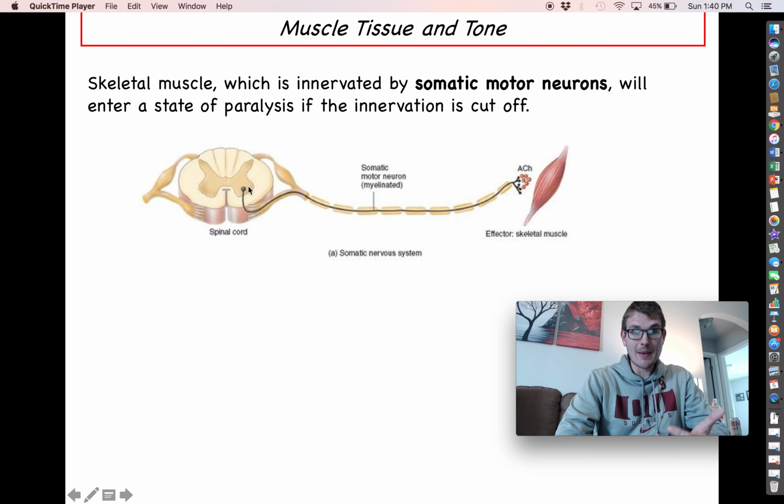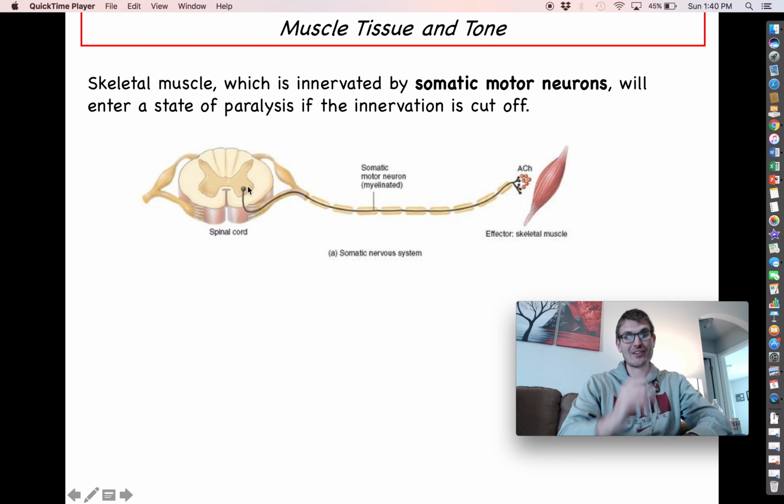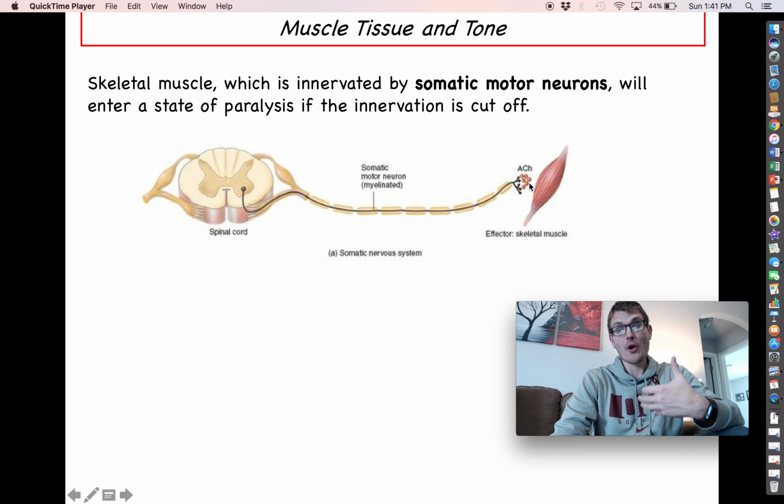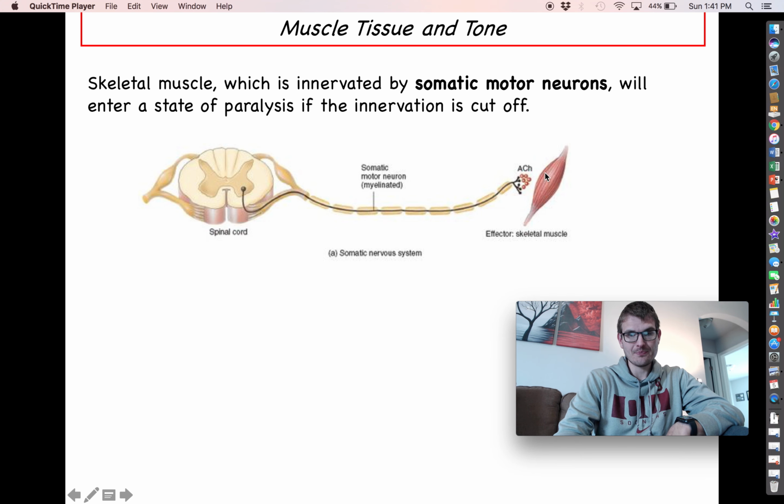So if you look at this picture, this should look pretty familiar from the end of chapter 14. We have a somatic motor neuron. It's got its cell body in the gray matter of the ventral horn of the spinal cord. It projects its axon out through the ventral root of a spinal nerve, and the axon goes all the way to a particular skeletal muscle, and we release acetylcholine, our neurotransmitter of choice for skeletal muscle. And we've talked before about how there's going to be nicotinic receptors there waiting for it.